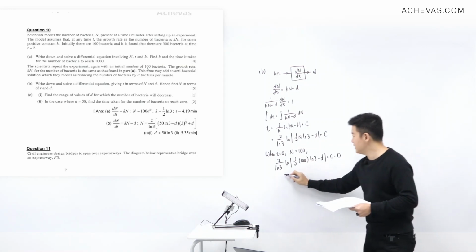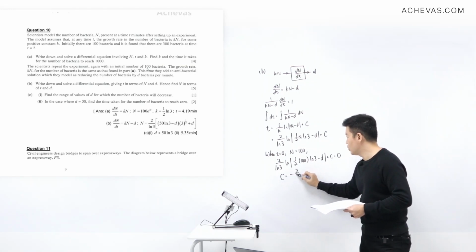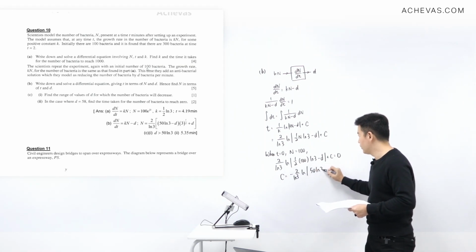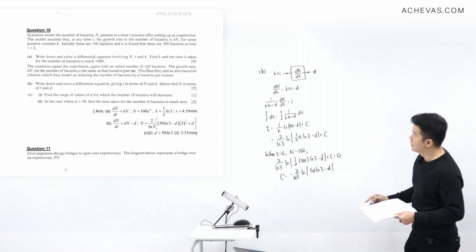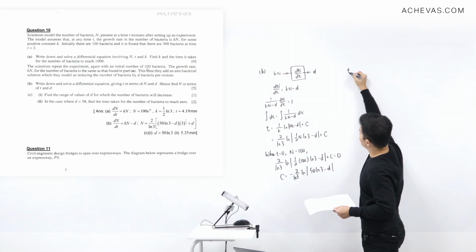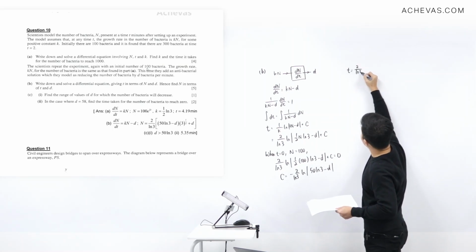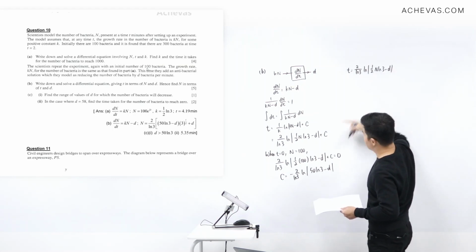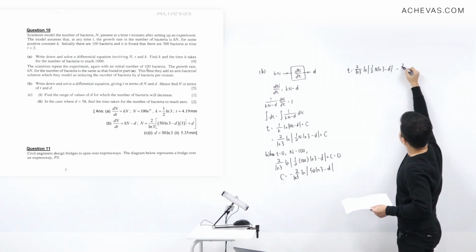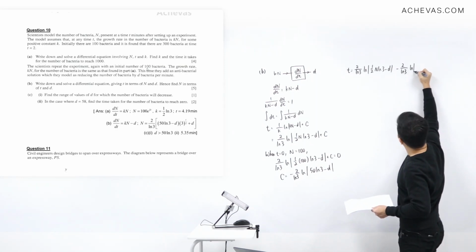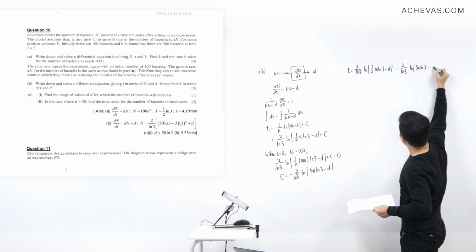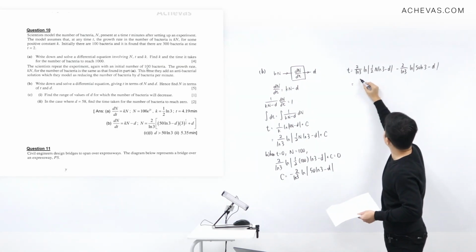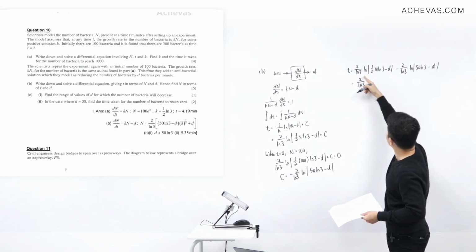So this gives us c to be equal to minus 2 over ln 3, ln of the modulus of 50 ln 3 minus d. So c is equal to this, which means that t is going to be equal to 2 over ln 3, ln modulus of half n ln 3 minus d plus c, which is minus 2 over ln 3, ln modulus of 50 ln 3 minus d, which I can definitely group together using the law of logarithms, which is going to be 2 over ln 3, factorizing this out.